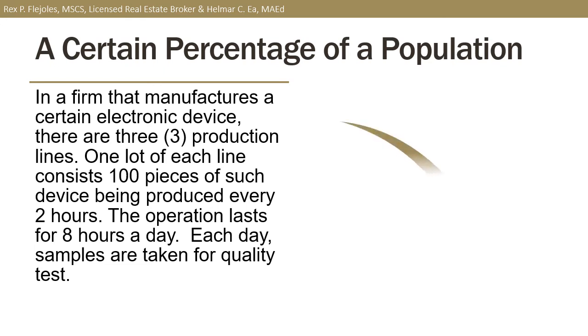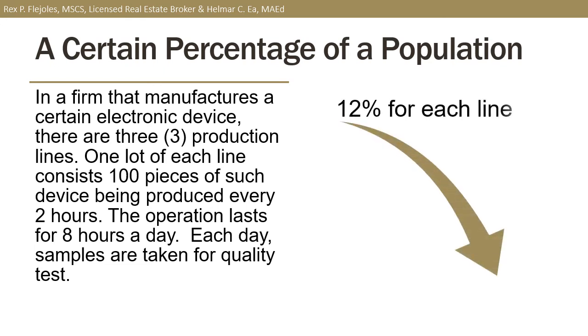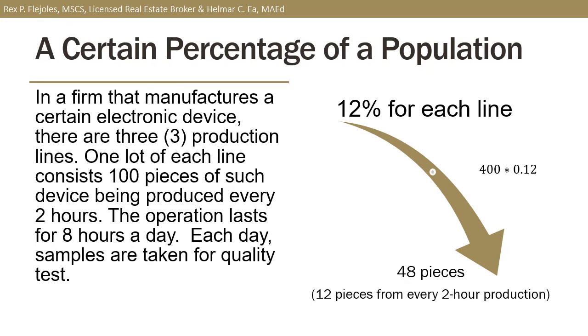With the same case, what is the sample size for each production line if 12% of the products are tested? In 8 hours, there are 4 periods of 2 hours. Hence, each production line produces 400 pieces of such electronic device each day. The sample size is equal to 400 times 0.12, which is equal to 48. The sample size is 48, composed of 12 pieces from every 2-hour production.